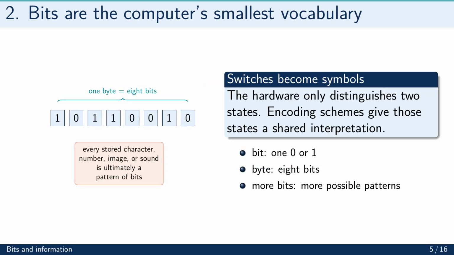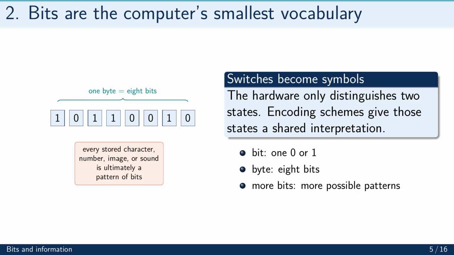Now we reach the smallest vocabulary used by digital computers, the bit. A bit can have one of two values, 0 or 1, corresponding to two distinguishable hardware states. 8 bits make a byte, giving us 8 positions that can each be 0 or 1. The patterns stored in those positions can represent many kinds of information, but the computer does not automatically know whether a pattern represents a letter, a number, a color, or part of an audio file.